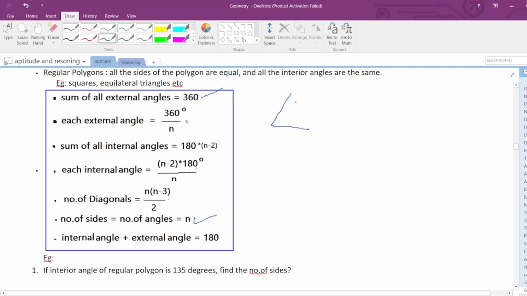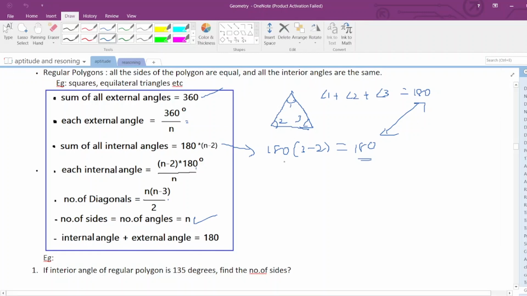I'm taking an equilateral triangle. This is angle 1, this is angle 2, this is angle 3. In a triangle we know the sum of all the angles is 180 degrees. How many sides are there? 3 sides. Let's take this formula: 180 into 3 minus 2, which is equal to 180 into 1, so 180. The sum of all internal angles is given by this formula.